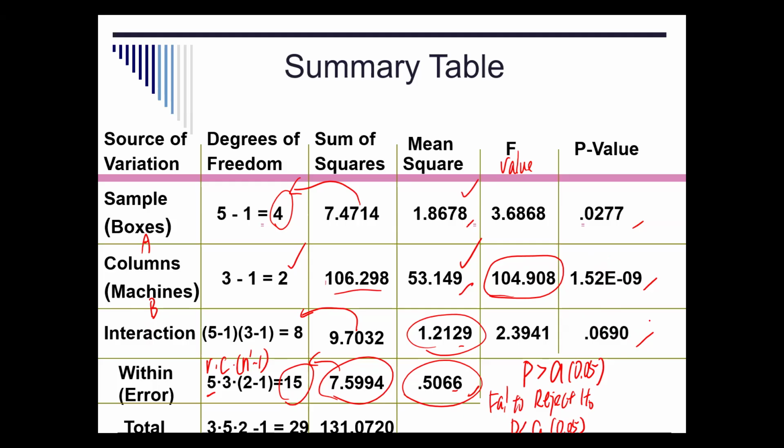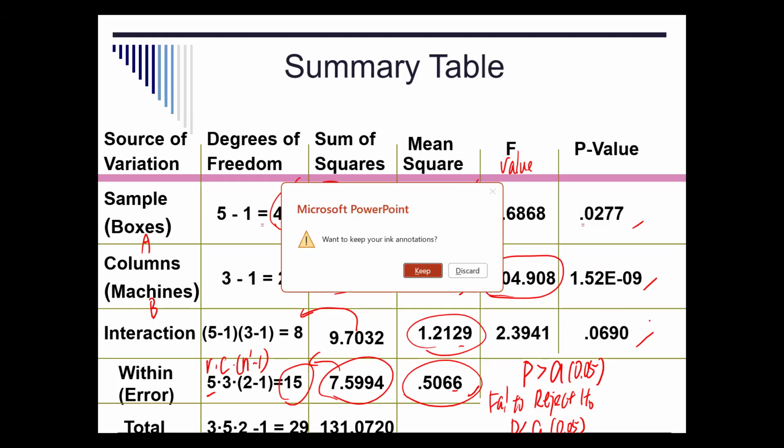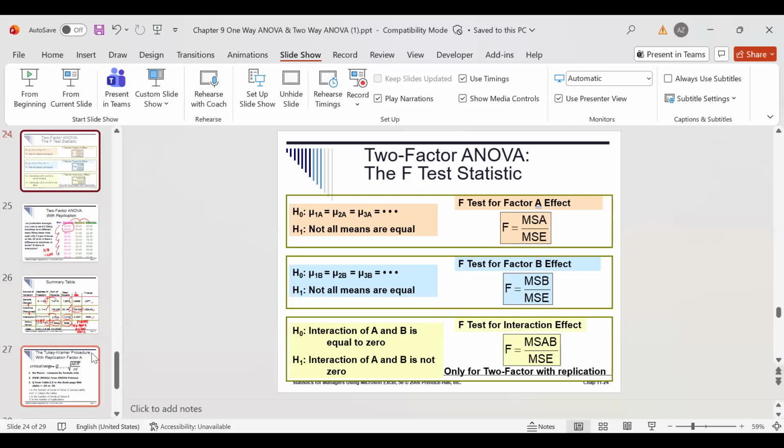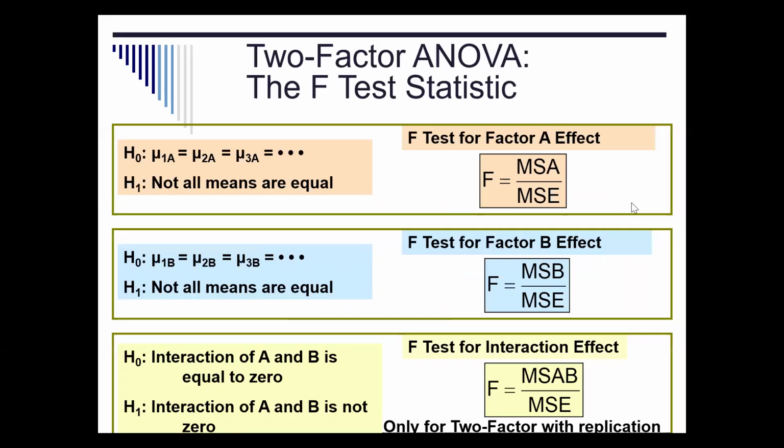So the hypothesis test, let me see, there should be a slide with all the hypothesis tests. It's here, right? Yeah. So the first hypothesis test is the F test for factor A. H0 is mu1A equal mu2A equal mu3A, meaning for factor A, that's 5 boxes. So box 1, box 2, box 3, they have the same average filing speed, right? And then the alternative is at least one of them is different.